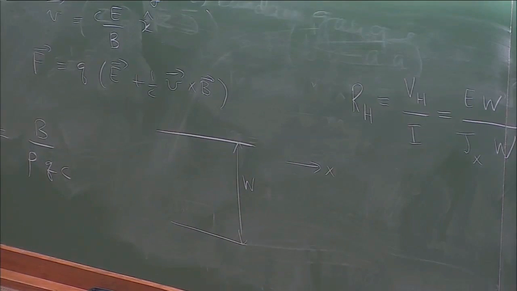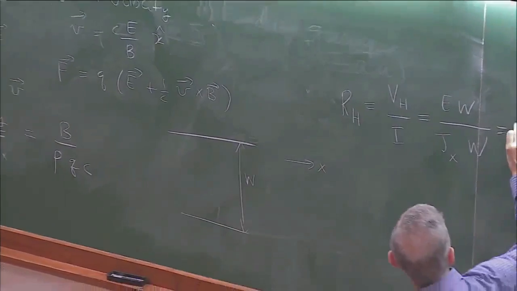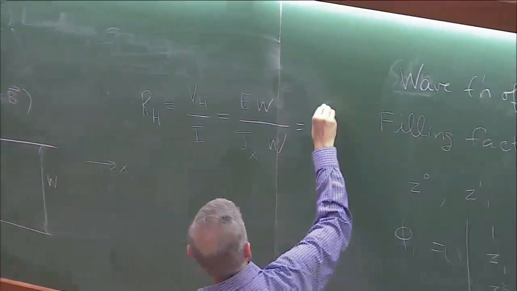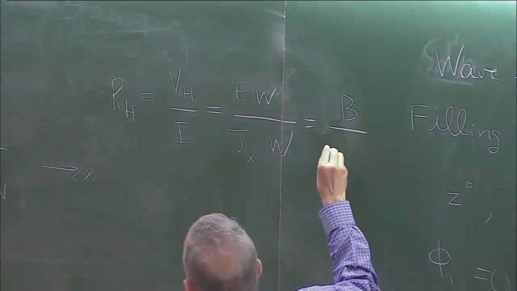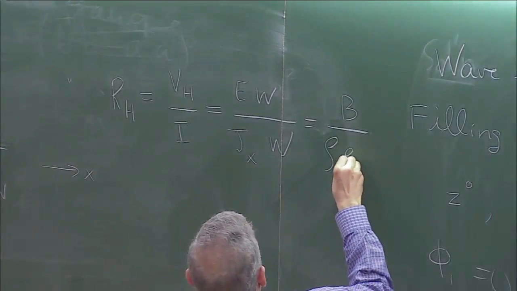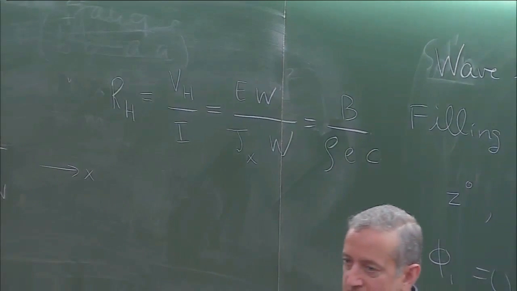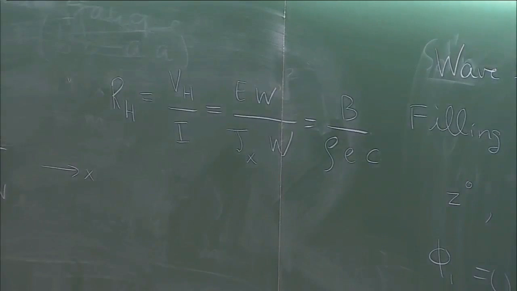So in fact, the width cancels out, and we end up with the same relation for the Hall resistance, which is B divided by rho. And in the formulas that I'm writing, I'm not going to worry about the overall sign. If you want, you can keep that.